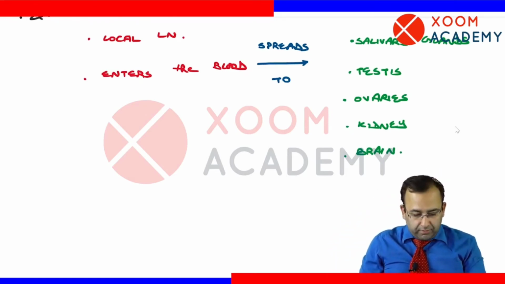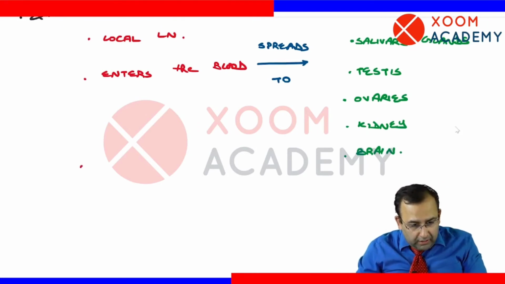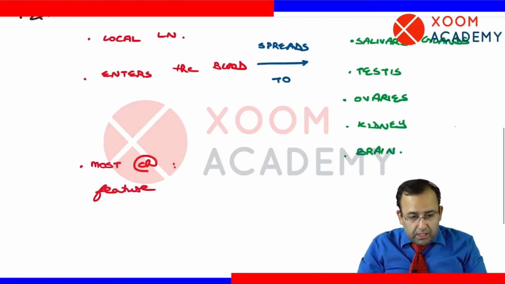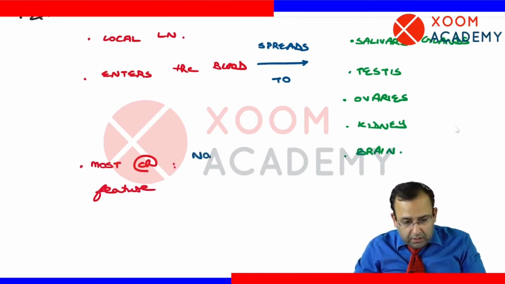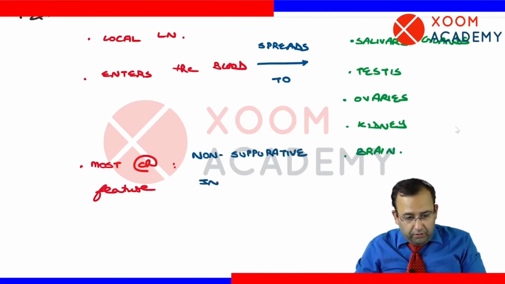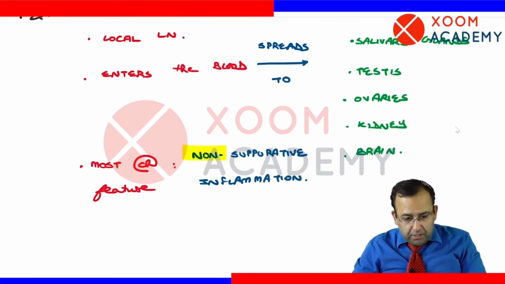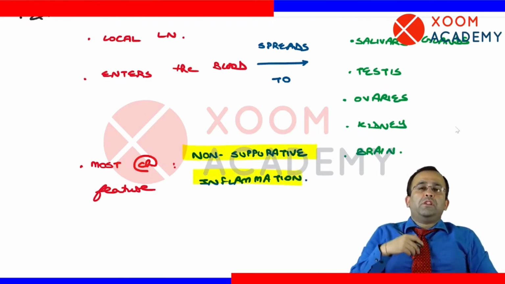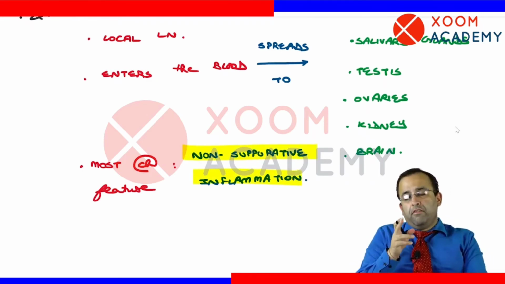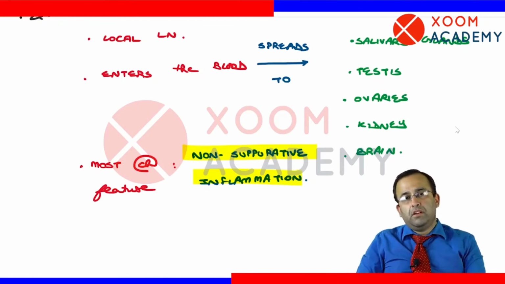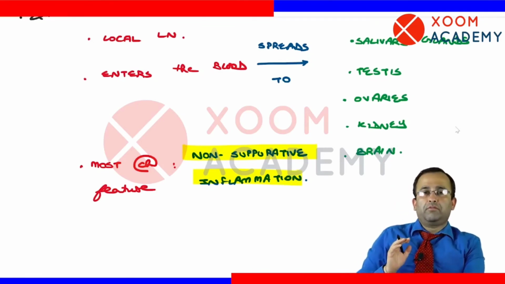Next, the most characteristic feature of mumps virus disease is the presence of non-suppurative inflammation. See, this is very important. Non-suppurative means pus is not forming. If pus forms, if it is suppurative inflammation, we are mostly thinking in terms of bacterial infections, versus non-suppurative inflammation, which is a feature of viral infection, that is mumps.